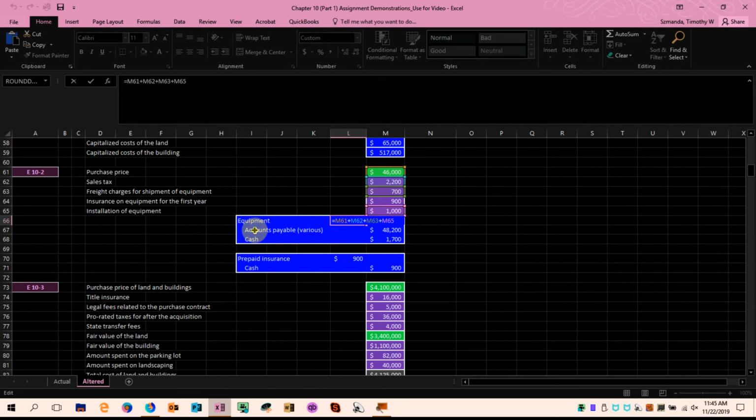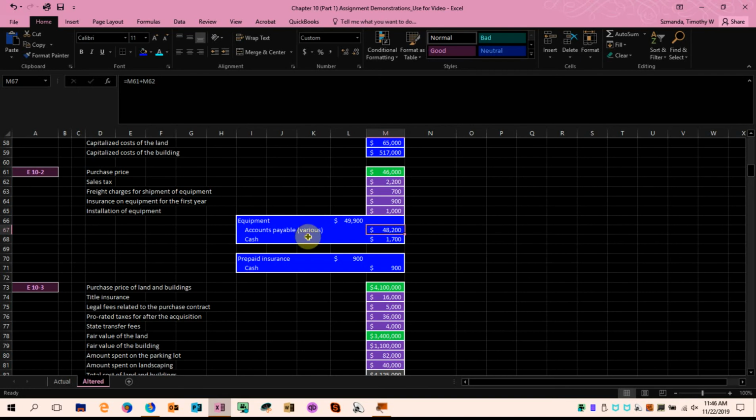So let's unpack this then, and let's consider what is really included in the cost of the equipment then. We'll have, of course, the purchase price. We're going to add in the sales tax and the freight charges and the installation of the equipment. All of these costs get rolled up and capitalized into the cost of the equipment.